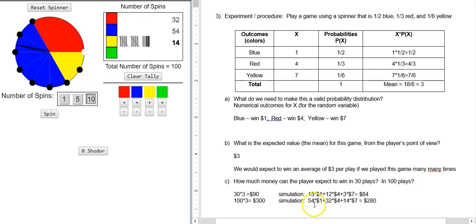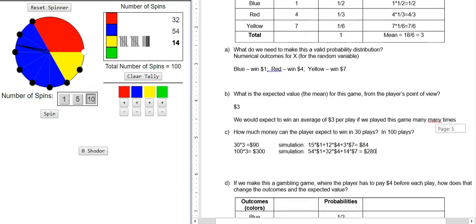Again, on this one it was a little higher on the blue and a little bit lower on the yellow than we were expecting. So that's why the winnings aren't quite as much as what our expected value gave us. But this is a good example of the difference between the expected value based on the theoretical probabilities and what actually happens. Since this is a game of chance, anything can happen technically. We're just talking about what's the most likely thing to happen.